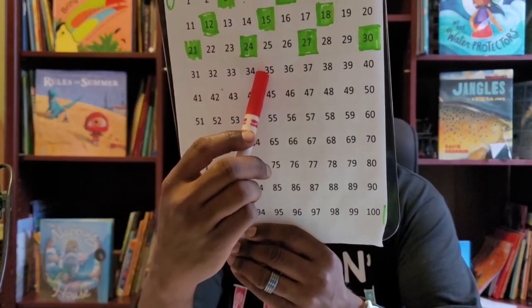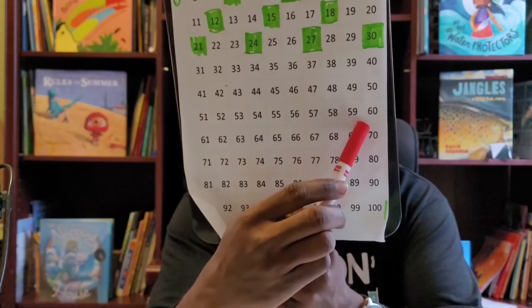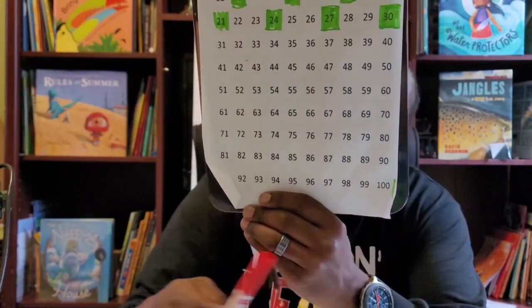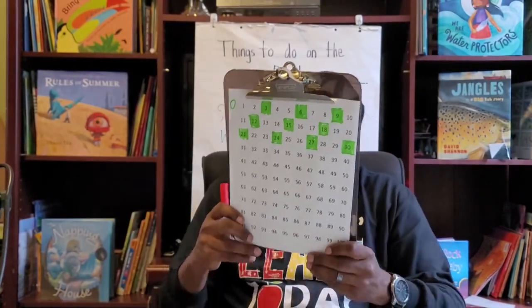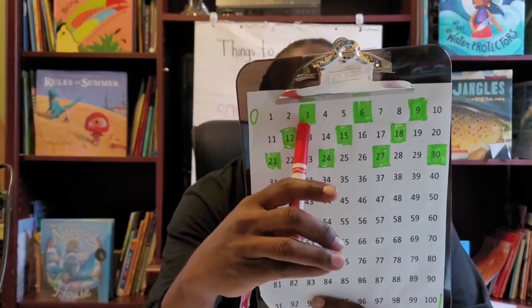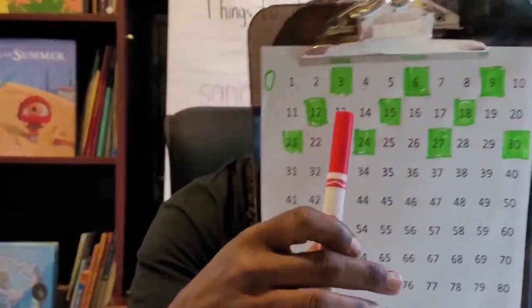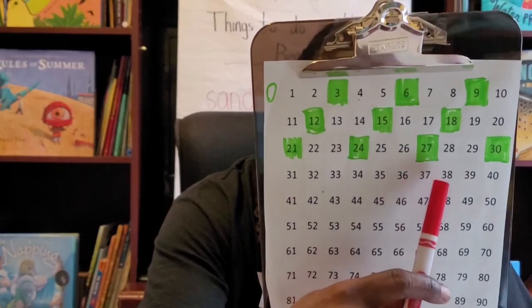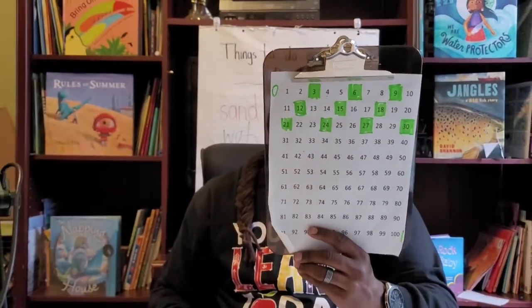Do that one again. 0, 25, 50, 75, 100. Now we're going to count from 0 to 30 by threes. 0, 3, 6, 9, 12, 15, 18, 21, 24, 27, 30.